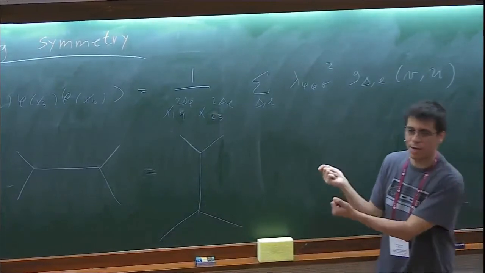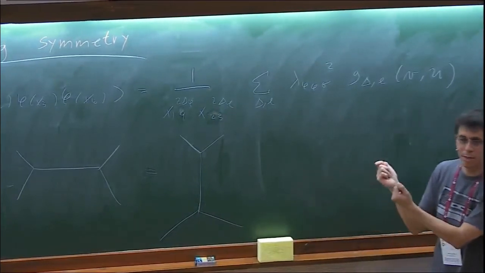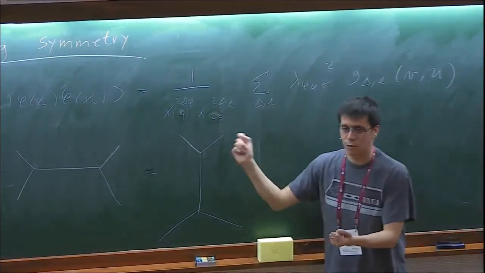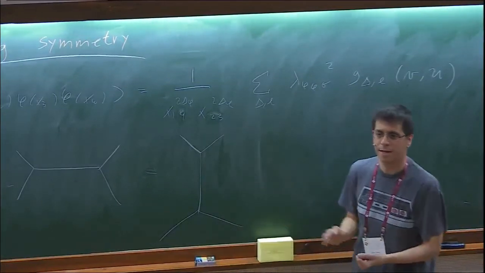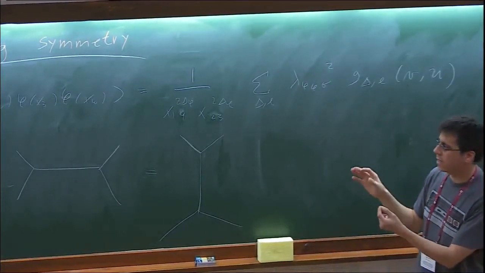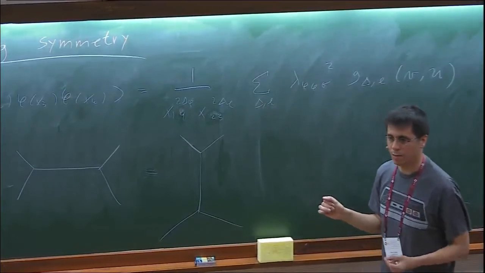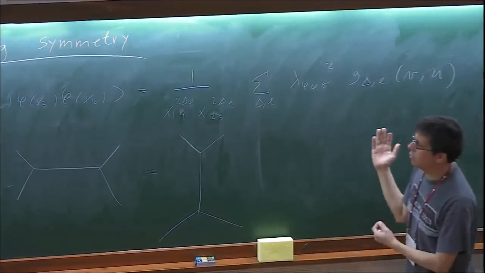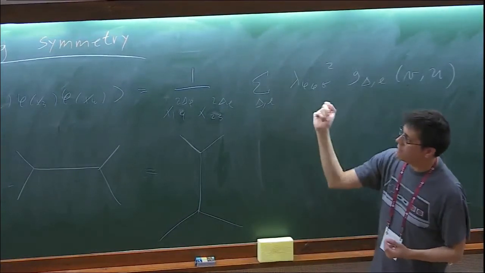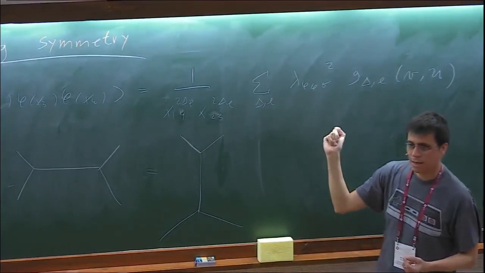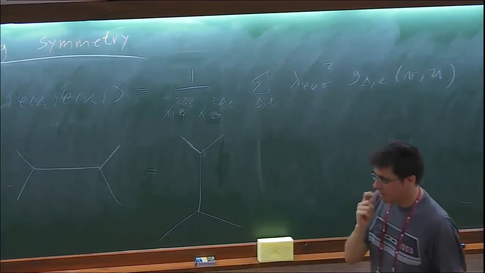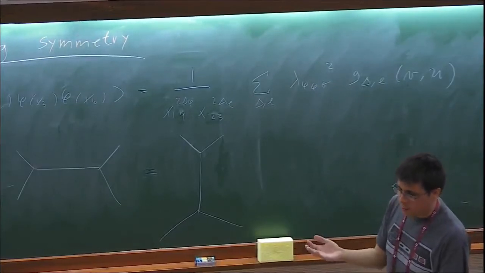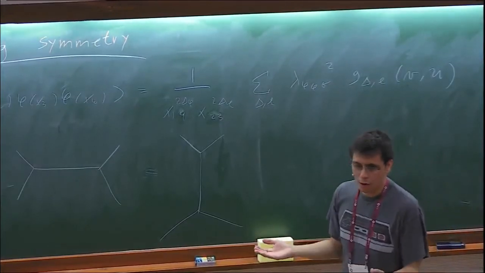And that's why in two dimensions, the bootstrap was an absolute success, because people managed to solve these equations in full generality. And classic examples are the minimal models, the two-dimensional minimal models. In higher dimensions, because we don't have Virasoro symmetry, there is an infinite sum on each side of the equation. And then the techniques that we're using in two dimensions do not work.